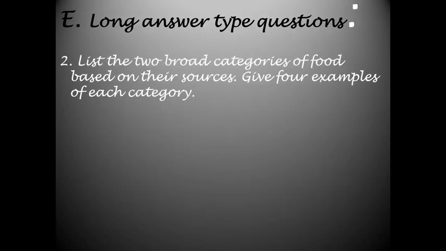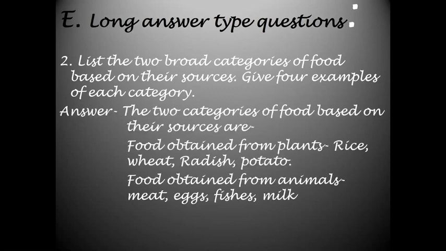The second question. List the two broad categories of food based on their sources. Give 4 examples of each category. The two categories of food based on their sources are food obtained from plants and food obtained from animals. The examples of each category is, in case of plants, rice, wheat, radish, and potato. And the food obtained from animals, the examples are meat, eggs, fishes, and milk.